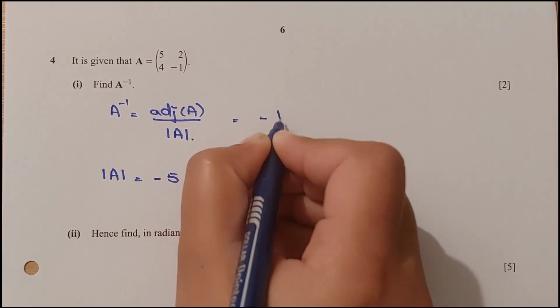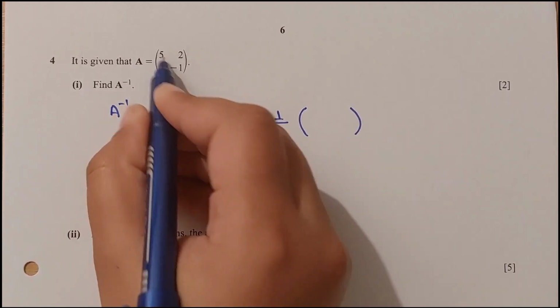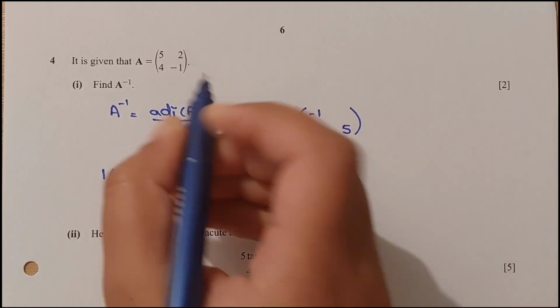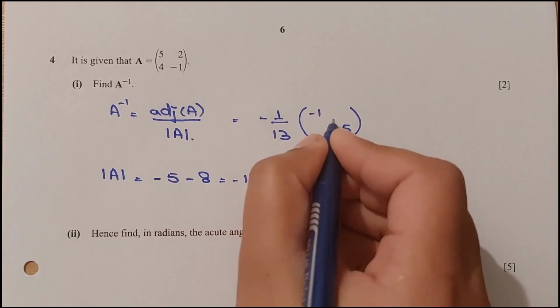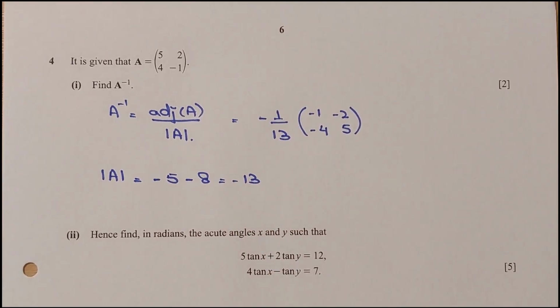So we have A inverse is minus 1 over 13, and the adjoint of a 2 by 2 matrix is, we have to change the positions of 5 and -1, so it is -1 and 5, and change the signs of 2 and 4, so this is -2 and -4. So this is A inverse.